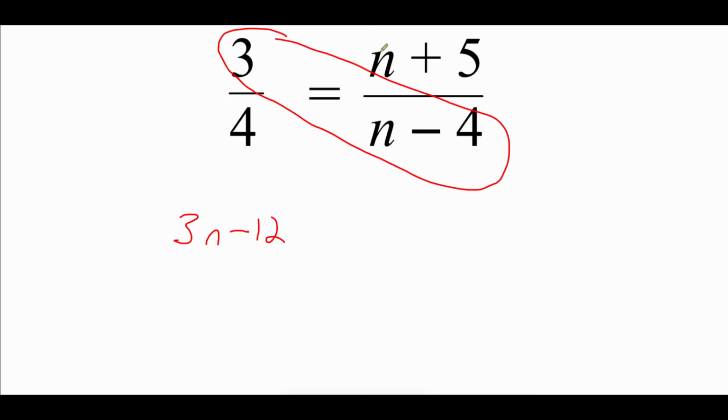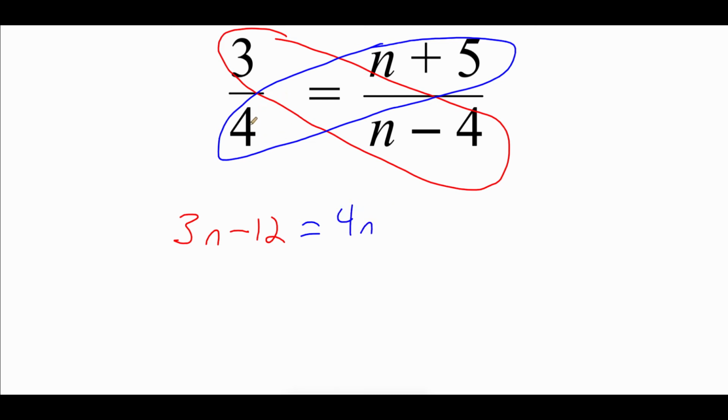And then if I look at my other set of diagonal pieces, we've got the 4 times the n plus 5. So again, we're going to have to think about it like the distributive property. So 4 times n is 4n, and then 4 times plus 5 is going to give me plus 20. Now we have variables and numbers on both sides.